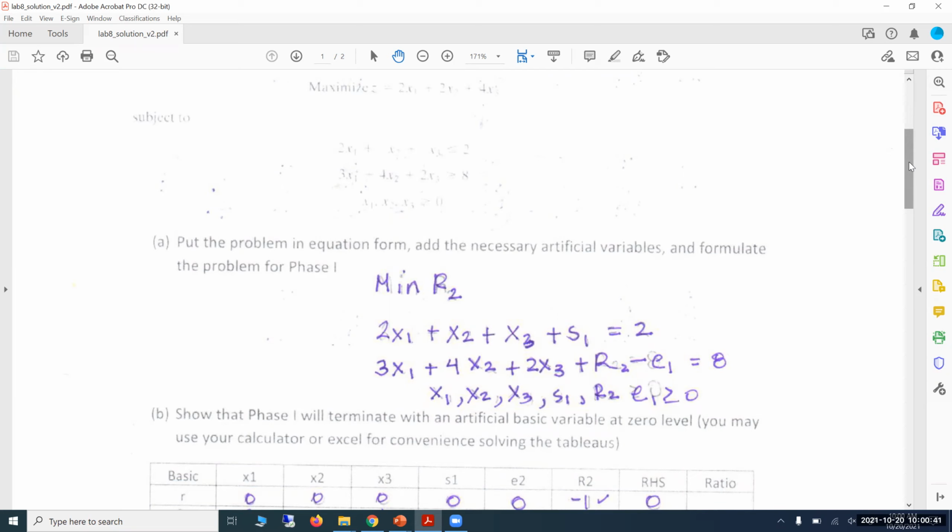Okay, so the first part is asking you to put the problem in equation form, add the necessary artificial variables, and formulate the problem for phase one. If you did that correctly, you should have an objective function for minimizing R2. The first constraint should have a slack variable, and the second constraint should have an artificial variable and minus an excess variable. And don't forget to make all those decision variables greater or equal to 0.